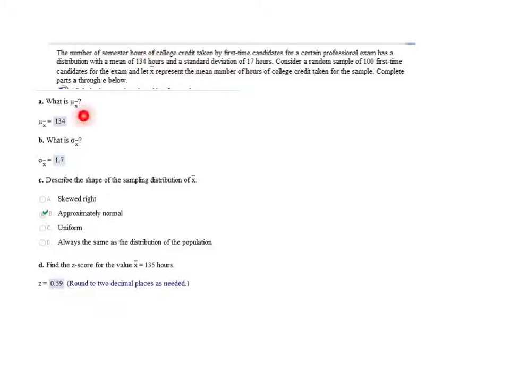So for this case, it's 134. To get the standard deviation, now we can't just take the population standard deviation, and this is where people fall down on this. We have to divide it by the square root of the sample size. So in this case, I've got samples of size 100, so I'm going to do 17 divided by the square root of 100, which of course is 17 divided by 10. And that's where I got the 1.7 from.